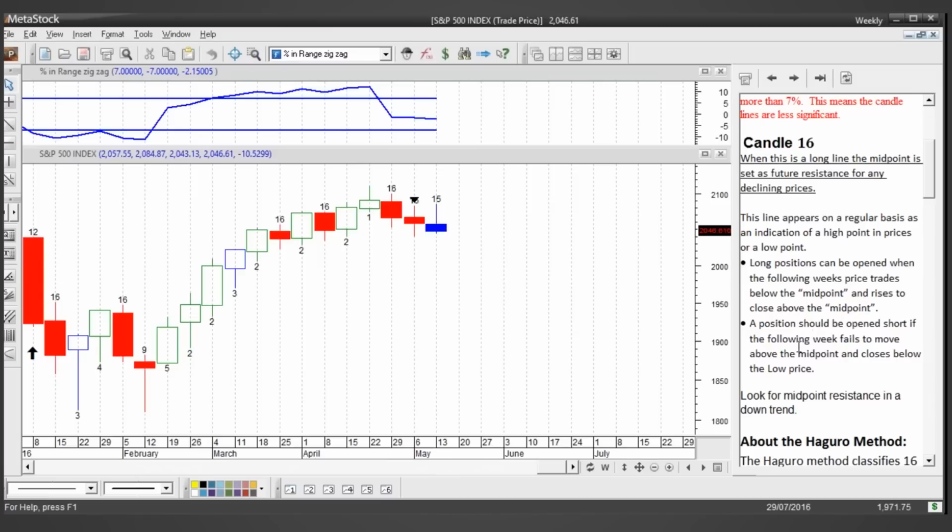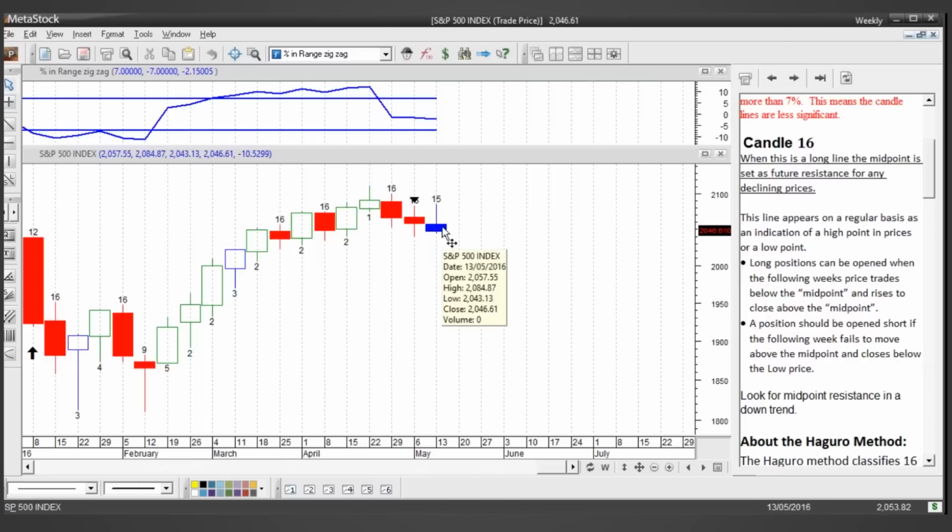So a position would be open short if the following week fails to move above the midpoint and closes below the low price. Well, we haven't had that either. What that states is that if the market opens above the midpoint and closes below the low of that particular candle, then we would start to really look at short positions. But the S&P is essentially in a primary uptrend in here with a bit of consolidation going on at the moment.